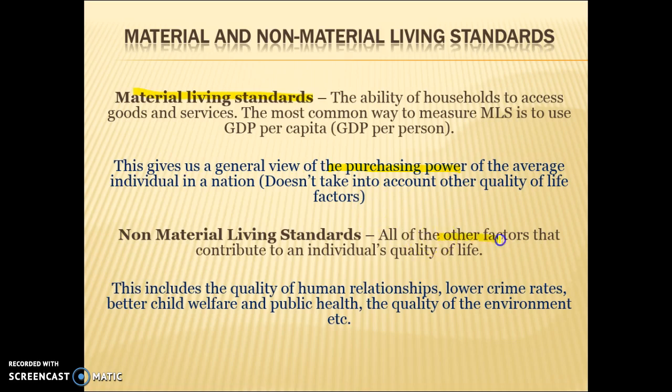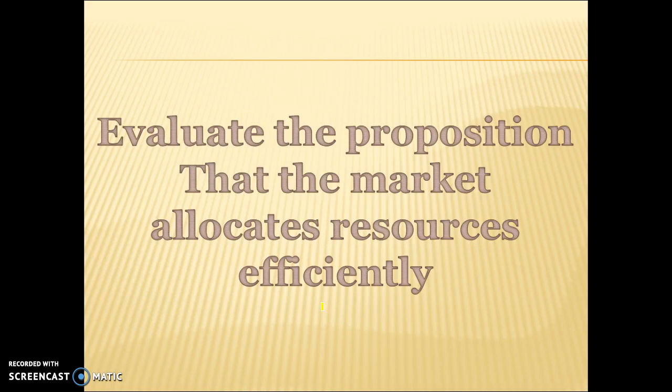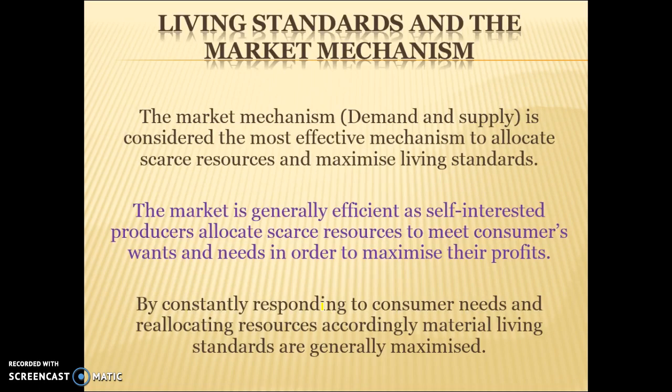Non-material living standards are all the other factors that contribute to an individual's quality of life. So that can be the quality of human relationships, crime rates, access to welfare, public health, etc., etc. And the quality of the environment also comes into non-material living standards. What you need to argue, and we'll do this more in Chapter 3, is does the market mechanism allocate resources efficiently and to try and maximise our living standards? So there's both positives and negatives here.